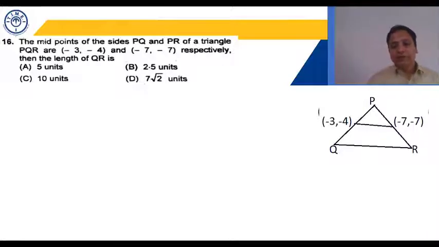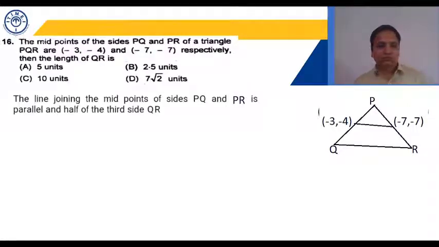Now I remember one theorem. It says a line joining the midpoints of two sides of a triangle is parallel to the third side and half of it. So the line joining the midpoints of sides PQ and PR is parallel to QR and half of the third side, which in this case is QR. Our aim is to find the length of QR.